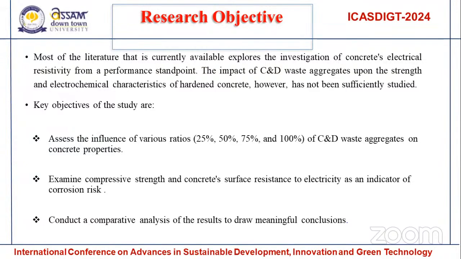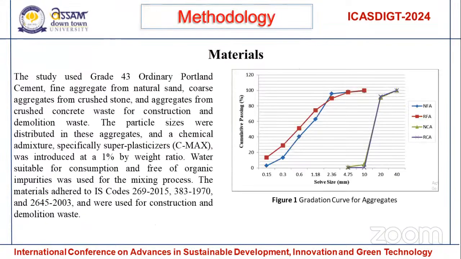Research objective: most of the literature that is currently available explores the investigation of concrete electrical resistivity from a performance standpoint. The impact of C&D waste aggregate upon the strength and electrochemical characteristics of hardened concrete, however, has not been sufficiently studied. Key objectives of the study are to assess the influence of various ratios, 25%, 50%, 75% and 100%, of C&D waste aggregate on concrete properties, examine compressive strength and concrete surface resistance to electricity as an indicator of corrosion risk, and conduct a comparative analysis of the results to draw meaningful conclusions. I hand over to Mr. Haris, who will continue the presentation.